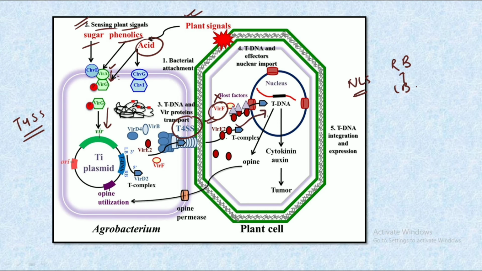Now the tDNA enters into the plant cell's nucleus, and finally the integration occurs, and as a result of the integration there occurs auxin and cytokinin production. Overproduction occurs actually, which leads to the tumor formation. Also, in addition to auxin and cytokinin production, there occurs the production of opine, and this opine is actually used by the bacteria for its utilization.